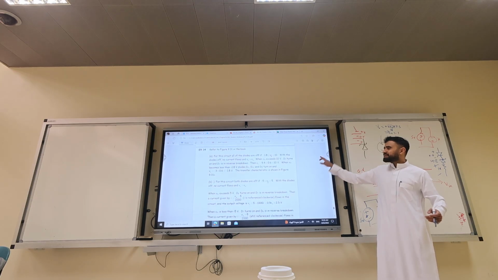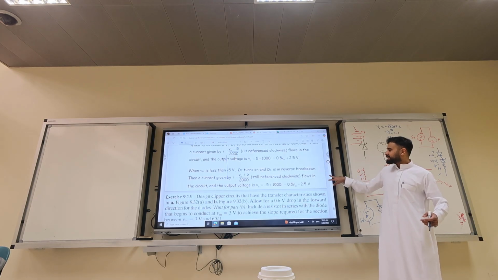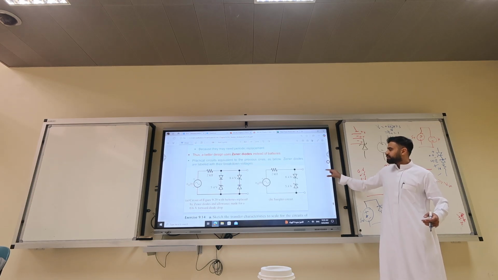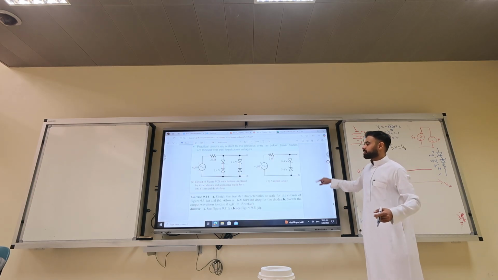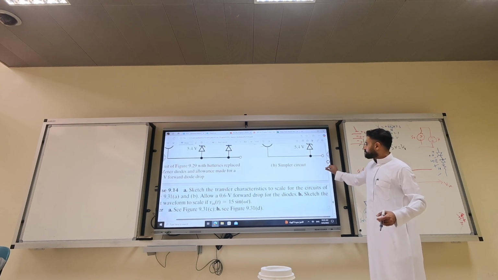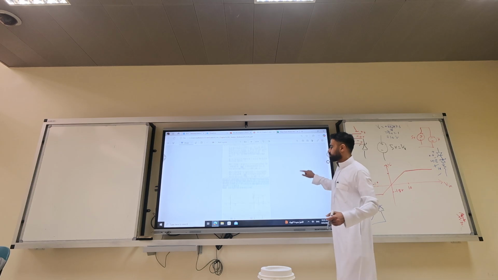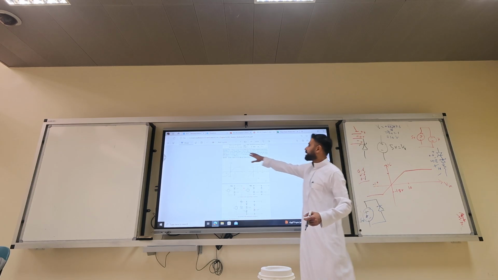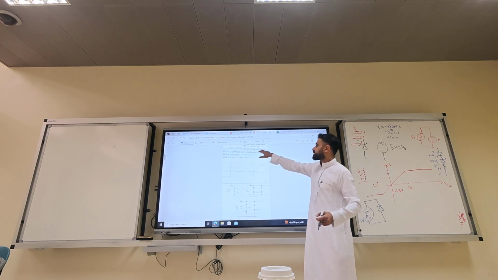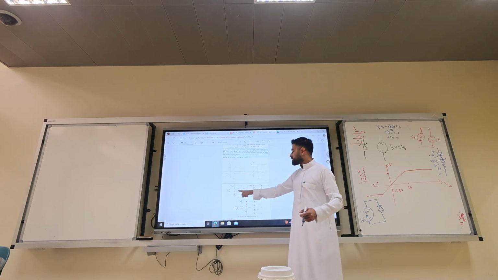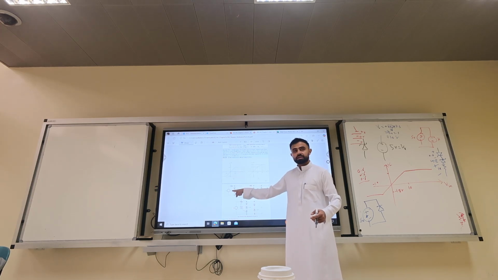The last problem, it's a design problem. I'm not going to solve it for the sake of time, but if you have any question about it, let me know, okay? It says design a clipper circuit that has transfer characteristics shown in A and B. So clearly, the best way is to have the two zeners at 2.4 plus 0.6. This will give you 3 and minus 3. So this is how to design the circuit.